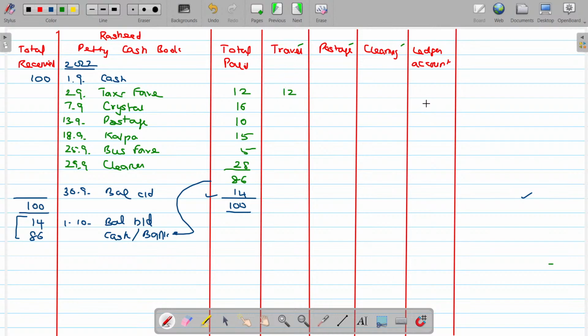Crystal is ledger account, 16. Postage will be in postage account. Kalpa will be in ledger account. Bus fare being the travel, 5. Cleaner being cleaning expenses, so 28. The overall expenses for the travel being 17, and postage being 10 and cleaning being 28, and finally it is 31.